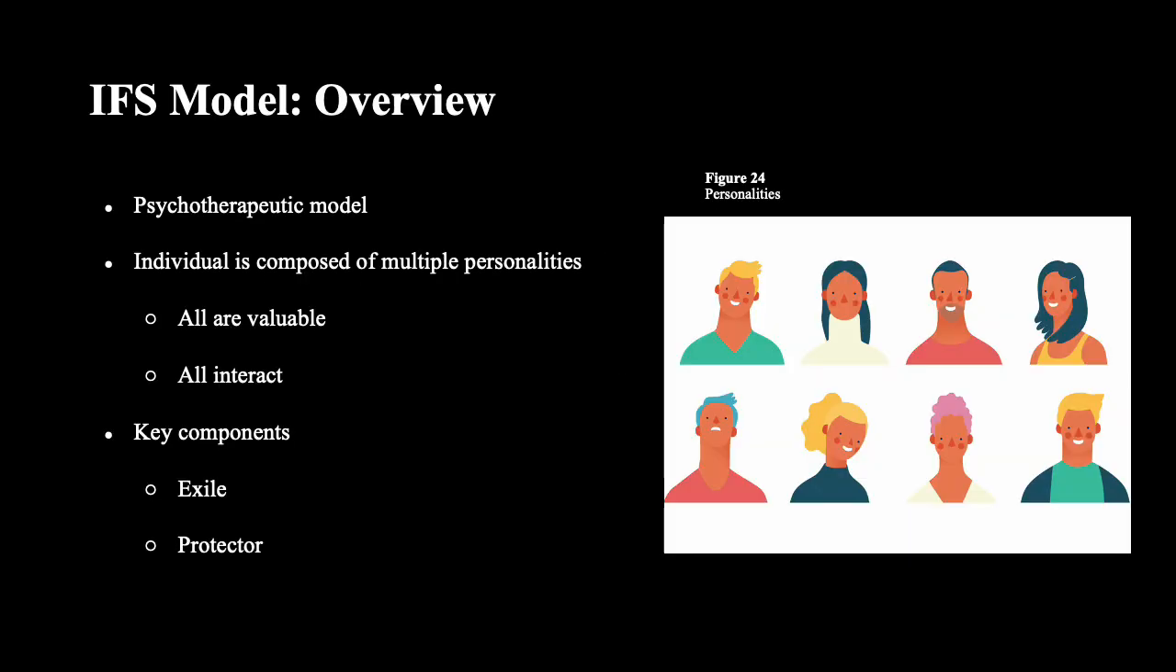The next treatment modality that will be integrated with cognitive processing therapy is the internal family systems model. The internal family systems model is a psychotherapeutic model. Basically, theorists believe that the individual is composed of multiple personalities. All these personalities are valuable and they all interact. Two key personality types are the exile and the protector.